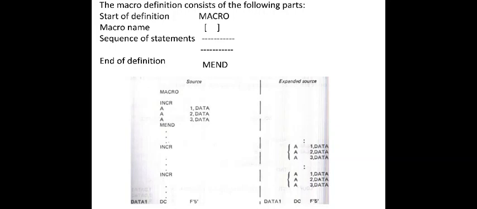Now, whenever you want the same 3 statements repeated, you don't need to write them again and again. Directly, you can call the macro by the name incr. In the same way, in another part of the program we have also used incr. This is how the macro is used, and at the right end you can see the expanded source. Wherever you have incr, it is replaced by the statements a1 comma data, a2 comma data, and a3 comma data. So rather than writing 3 times, you just include it with a single word, incr, and this is the fundamental introduction and use of a macro.